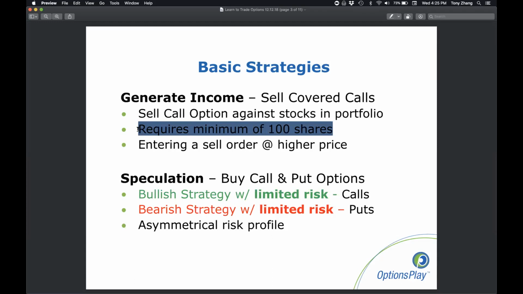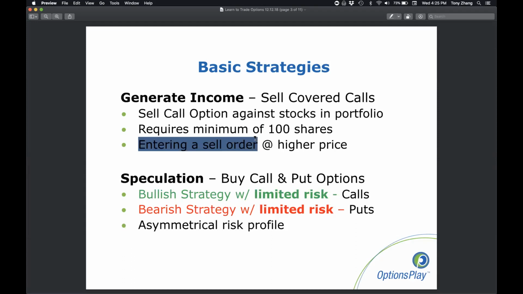Now, a lot of people will say, why would I do this, or how does this work? I think the best way to think about it is think about the stocks that you own in your account. Think about a stock that you own, and maybe you would be willing to sell the stock at a higher price. What would you do if you wanted to sell that stock at a higher price? You would simply enter a limit order, a sell order at a higher price.